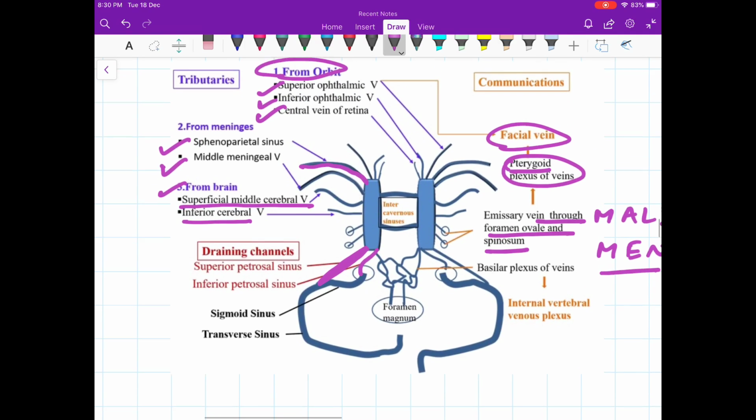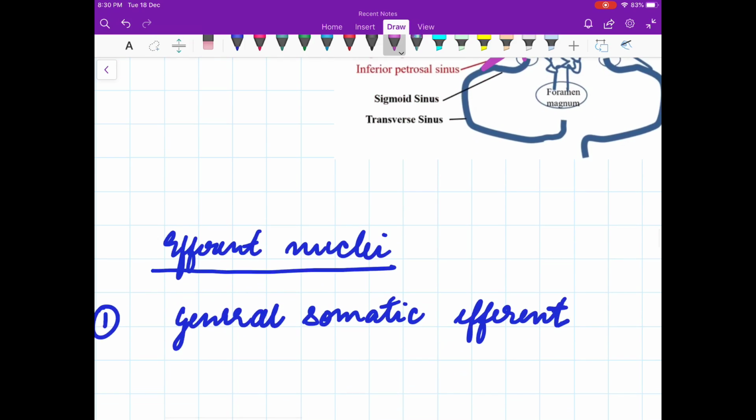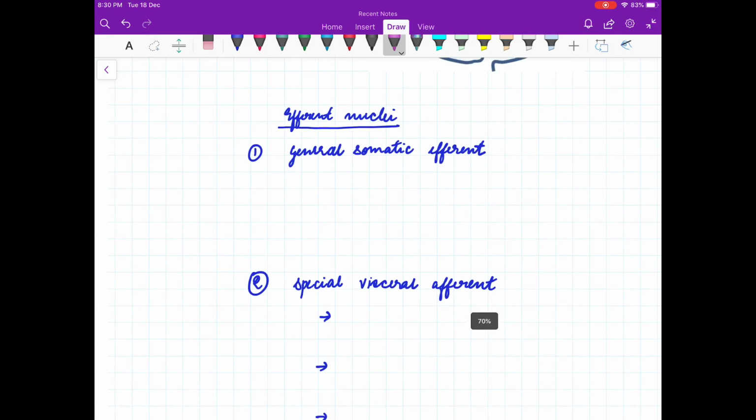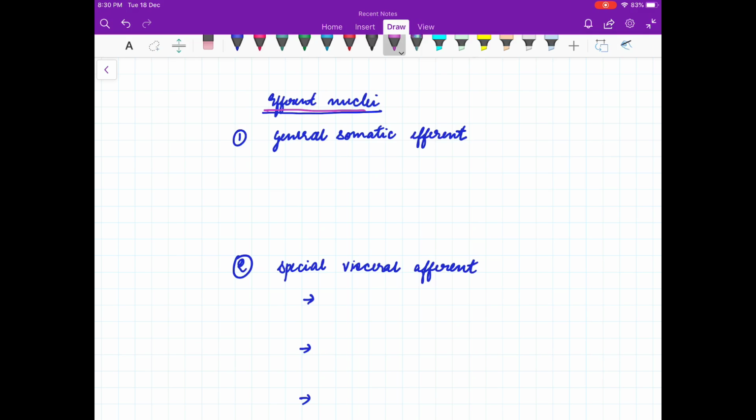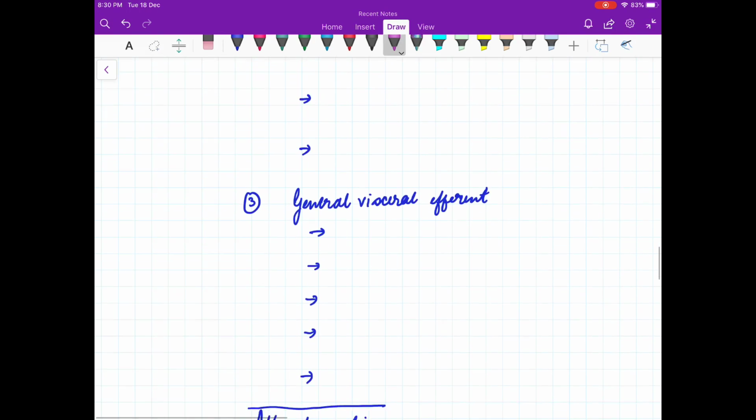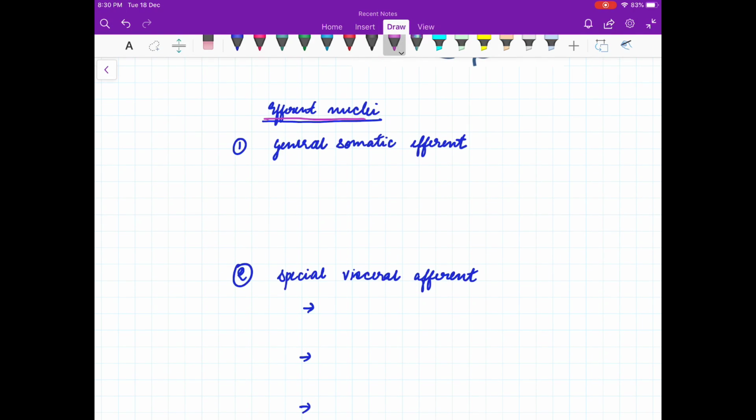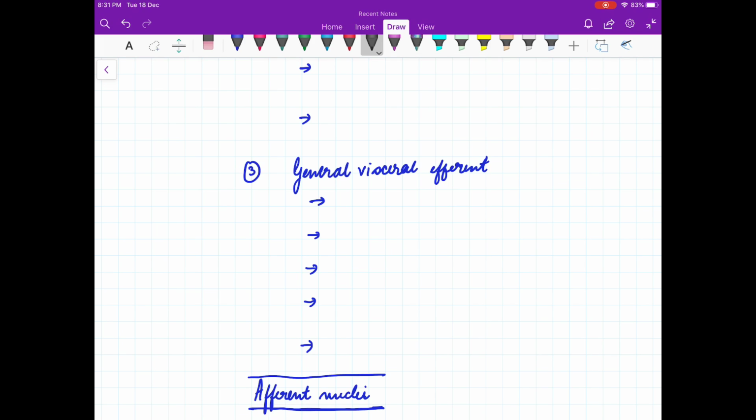Okay, friends. So this was in brief about cavernous sinus anatomy. Now we will discuss the various afferent and efferent nuclei: general somatic efferent, special visceral efferent, general visceral efferent. So what are the nuclei that form general visceral efferent? General visceral efferent supplies all the glands.